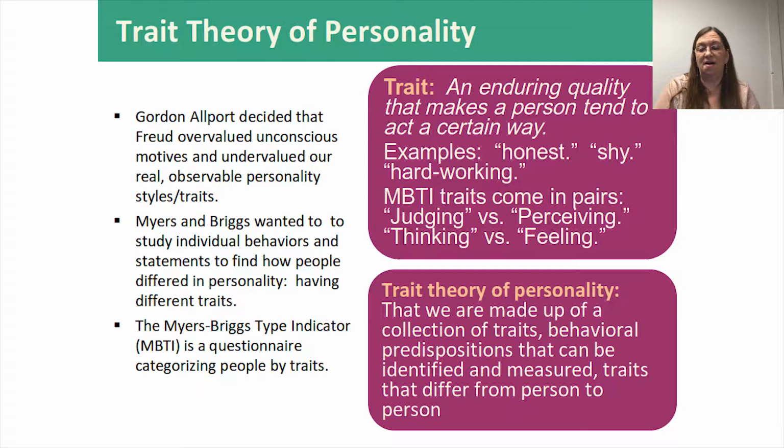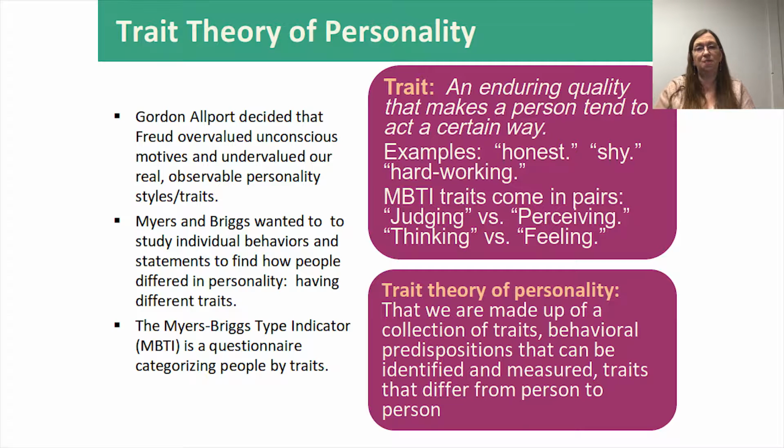A trait is defined as an enduring quality that makes a person tend to act a certain way. Some examples of traits would be being honest, shy, hardworking. The Myers-Briggs type indicator actually comes in pairs, so they have 4 sets of dichotomies. So we have judging versus perceiving, thinking versus feeling, and you're going to fit on one side or the other. And then we have the 16 different combinations that can come into play from those 4 different pairs that they have.